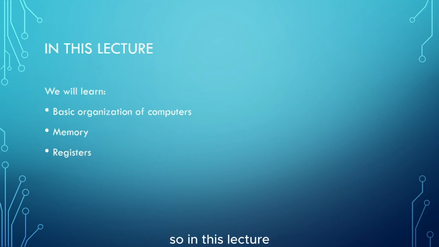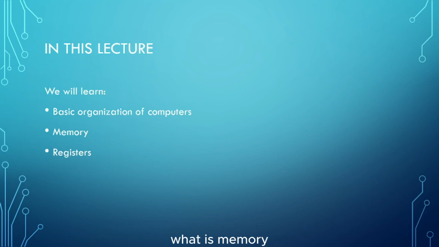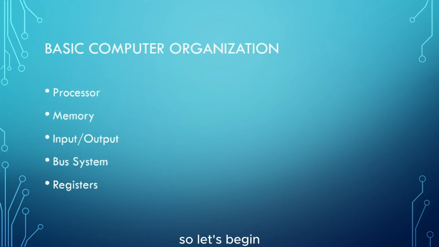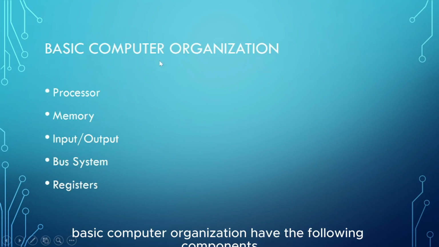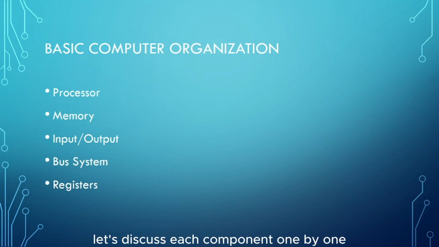So in this lecture we will learn basic organization of computers, what is memory, what are registers. So let's begin. Basic computer organization. Basic computer organization has the following components: the processor, memory, input output, bus system, registers. Each component has a specific purpose. Let's discuss each component one by one.